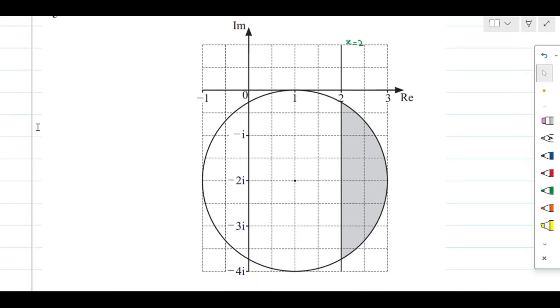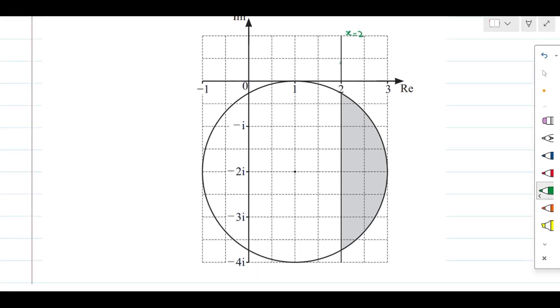Now you can understand that this line is x equals 2, and in complex numbers x is basically real of z. So real of z equals 2 and more than 2. That inequality tells you the shaded region. But now we have a circle as well.